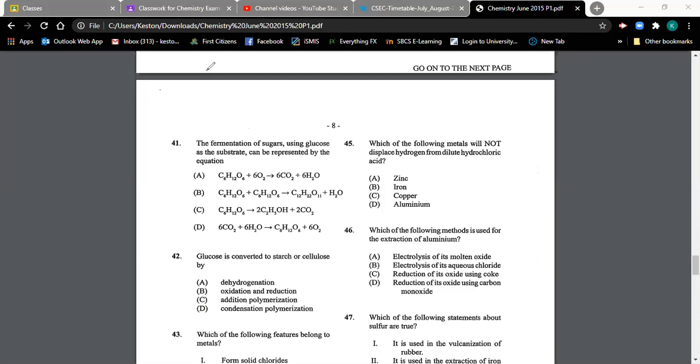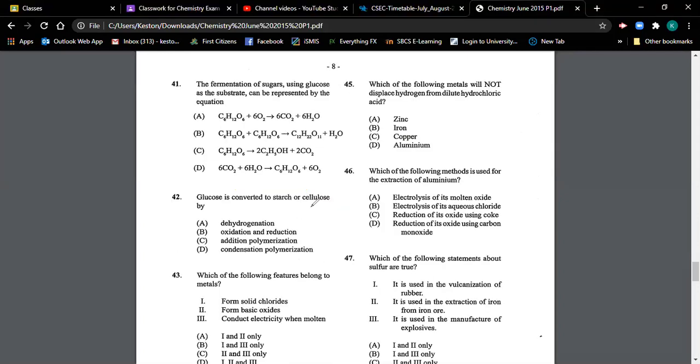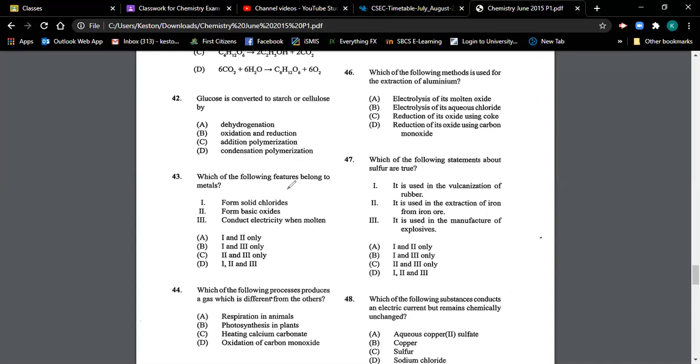43. Which of the following features belong to metals? Solid chlorides, basic oxides, conduct electricity when molten. Solid chloride, sodium chloride. We saw calcium chloride earlier on. Form basic oxides, sodium oxide, magnesium oxide. Conduct electricity when molten. Yep, if they are molten, they'll have free electrons. So what do you think the answer is? Yeah, D.